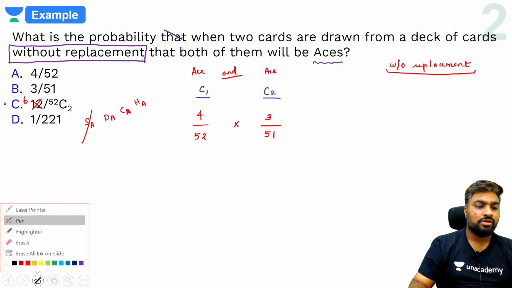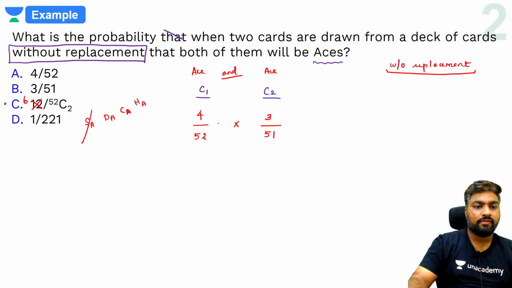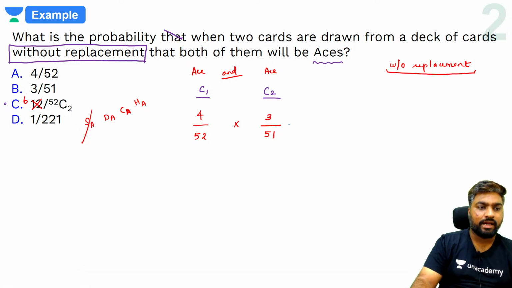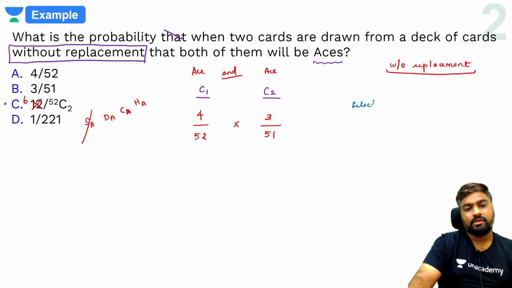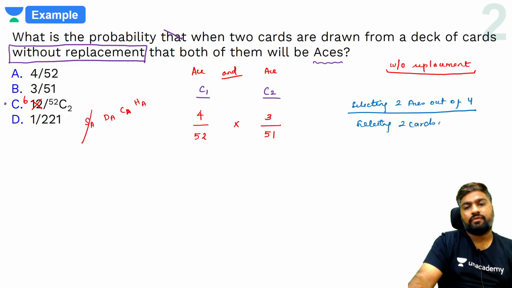So how much would this be? If you want to calculate this further, go ahead and do that. But logically, what happens here? Logically, this can also be written as selecting 2 aces out of 4 upon selecting 2 cards out of 52.